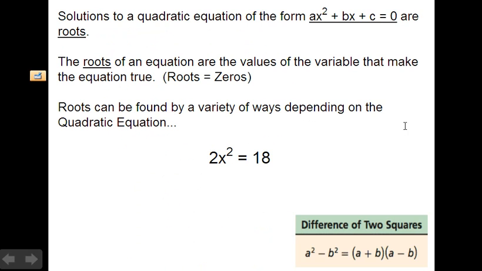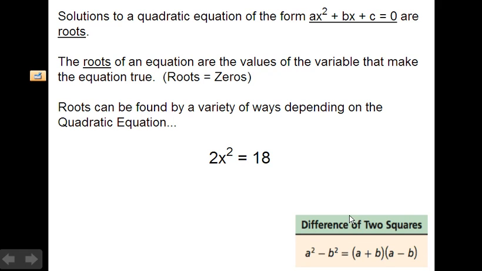Now, another way to talk about solving the quadratic equation: as I mentioned, we call them either zeros or roots. To solve these algebraically, it depends a little bit on what your quadratic equation looks like. Here I have an example, 2x squared equals 18. We could take this quadratic equation and set it up as a difference of two squares. This is one kind of formula to help you solve quadratic equations.